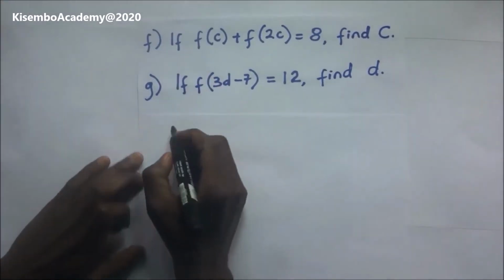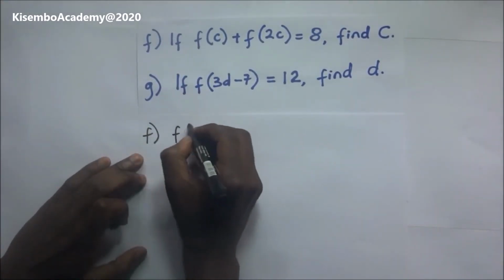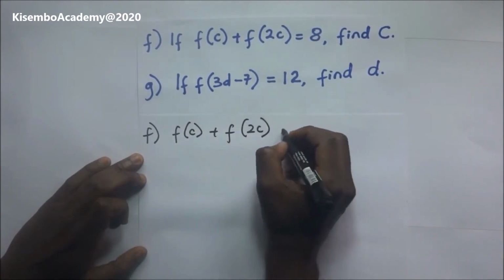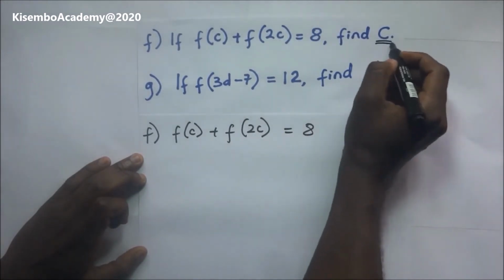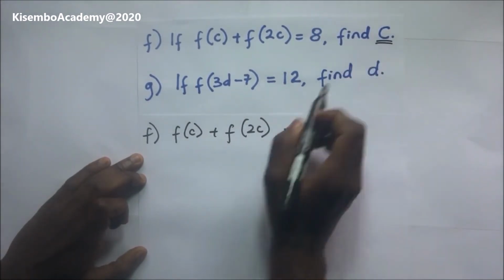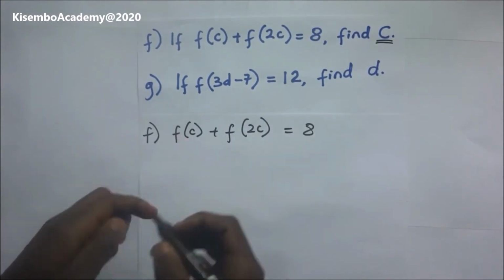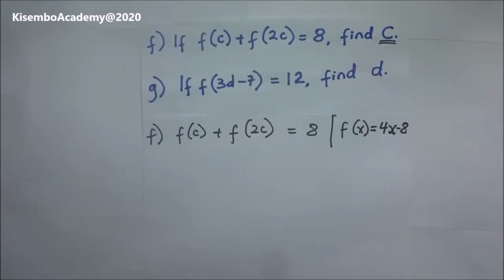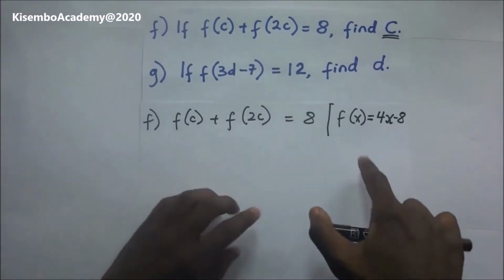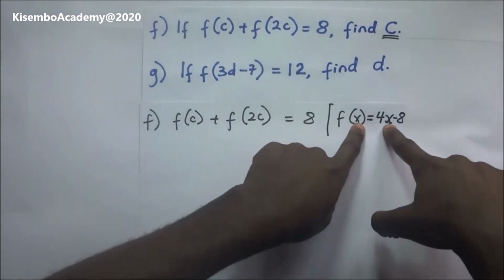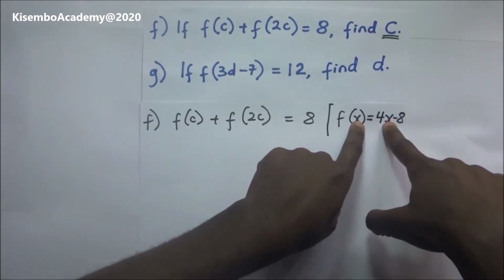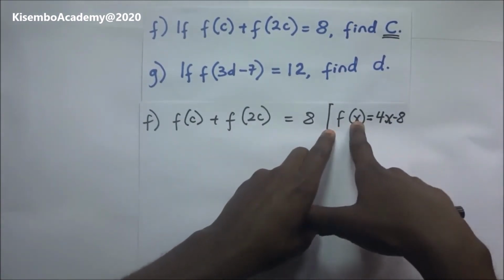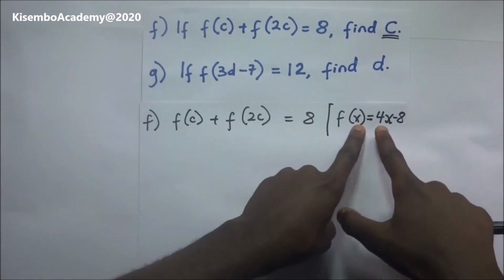Now part F. Part F is telling us that f of c plus the function where the value of x is 2c is equal to 8, find the value of c. So we go ahead and find the value of c now. Of course, from our original function, the original function is f of x is equal to 4x minus 8. Looking at this function, where there is x is what we put here. If there is 2 here, we put 2 here. If there is 3 here, we put 3 here. Because the function of this variable is given by that function.